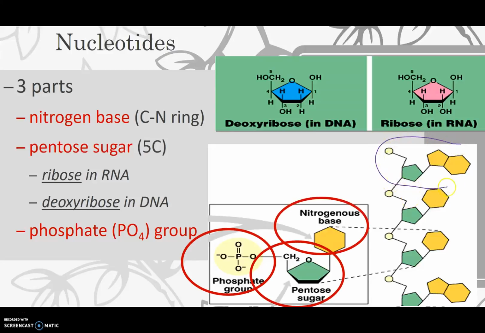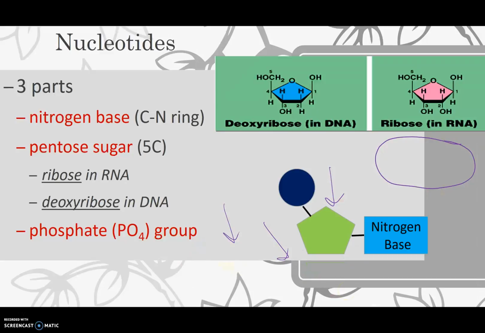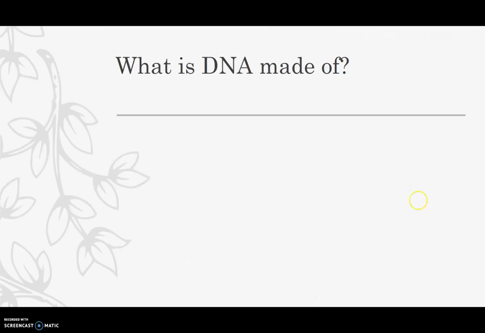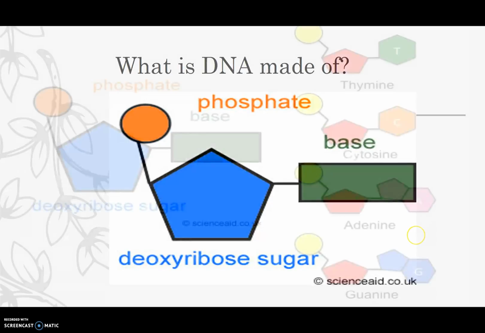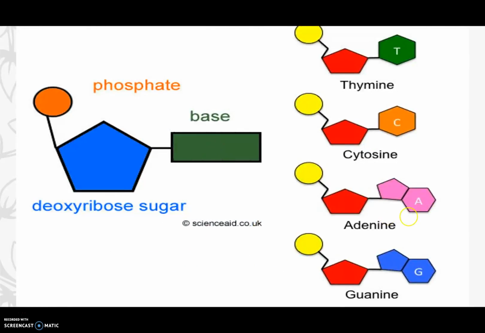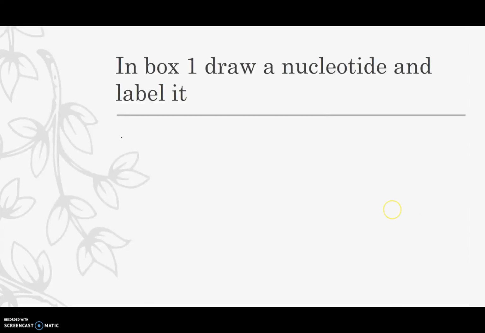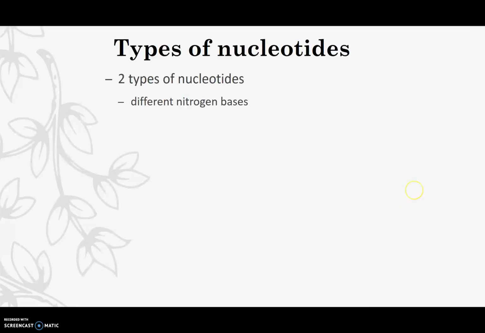So right here is one nucleotide, and a nucleotide is made of a nitrogen base, a phosphate, and a sugar. We saw in Meselson and Stahl that we have our phosphate, a 5-carbon sugar, and a nitrogen base. Okay. So DNA is made out of a nucleotide. The nucleotide's 3 parts are phosphate, 5-carbon sugar, and a nitrogen base. And it's those bases that change, but there's 4 different kinds of nitrogen bases: A, T, G, and C, thymine, cytosine, adenine, and guanine. So in box 1, please draw a nucleotide and label it.